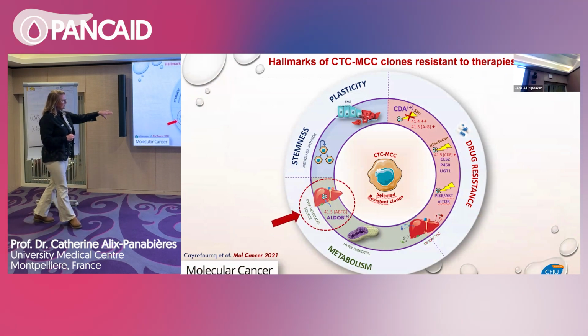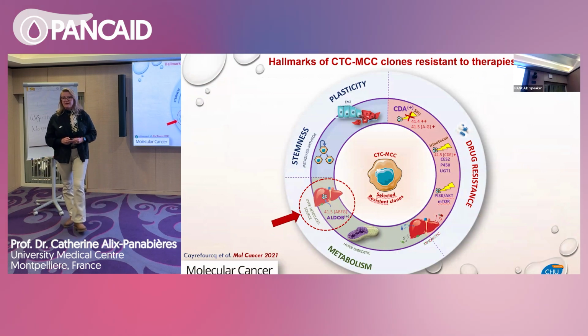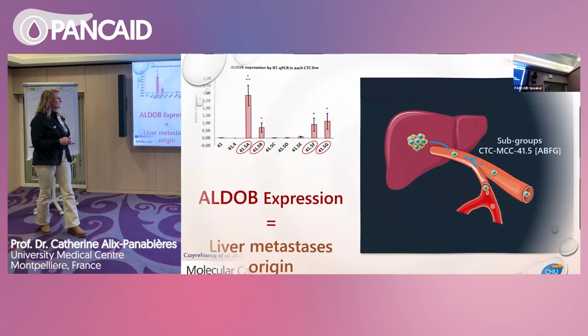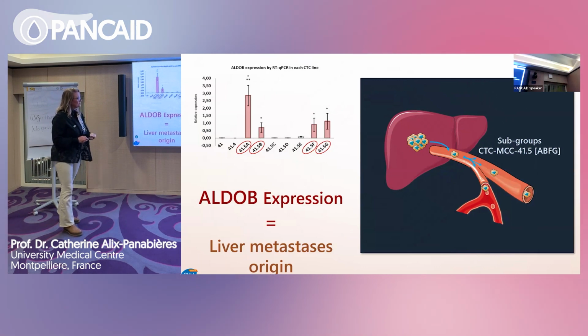And I wanted to leave that for the end, because we also have, in some of the clones, the expression of ALDO-B, which is a specific protein of the liver tissue. So it means that these 4 clones obtained at the end are not coming from the primary site, but they are coming from the liver metastases.